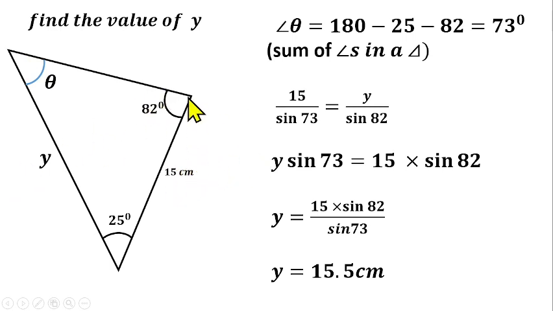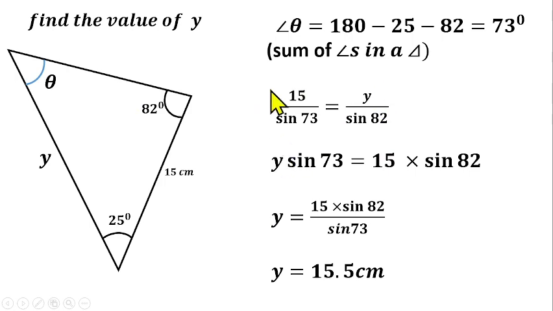That will be this side, which is 15, over the sine of the angle facing it, which is sine 73, because theta here is 73, equals the side you are looking for, which is y, over the sine of the angle facing this side, which is 82, sine 82. So we have been able to formulate the sine rule to resolve this triangle like this. Do we understand that? Good.